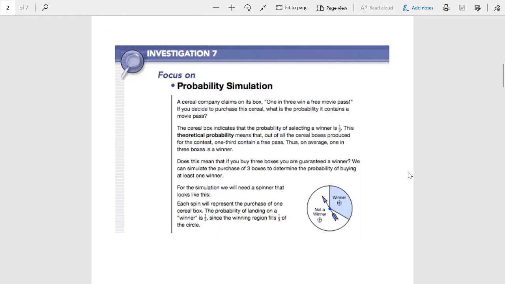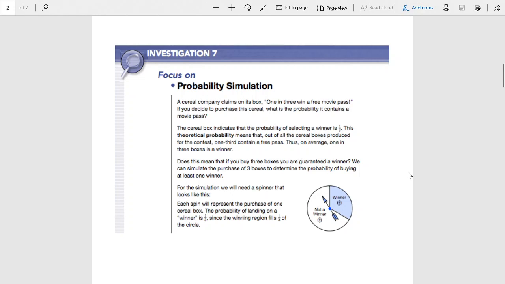Course 3, Investigation 7 is all about probability, but not just probability. We are trying to simulate different scenarios that could be very tough in real life to actually do the experiment. So we would use probability simulations to conduct an experiment to basically simulate what it would be like in real life. So I'm going to go ahead and read this to talk about what's the situation that we're in first.